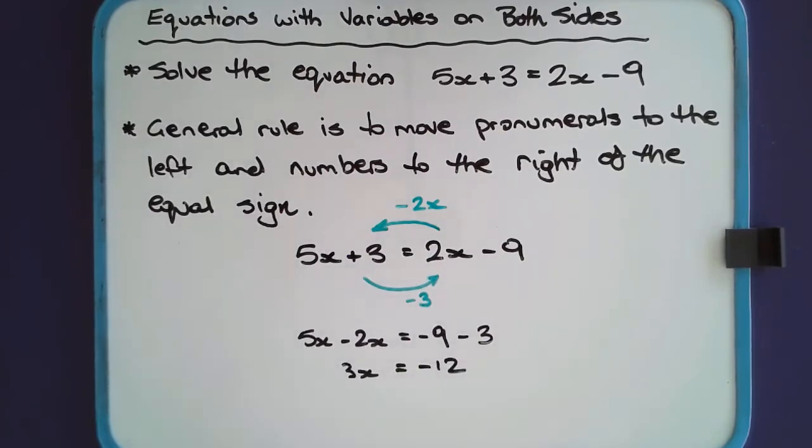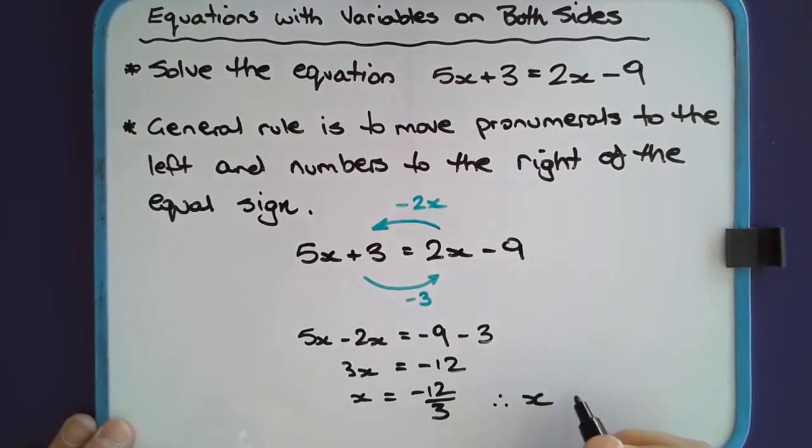Now it becomes a one-step equation. We divide both sides by 3, or we move the 3 over, it becomes a division by 3. So x is equal to negative 12 over 3. Therefore, x is equal to negative 4.